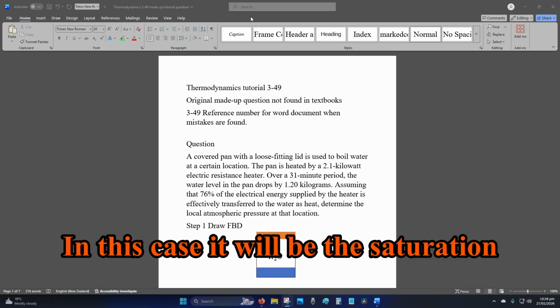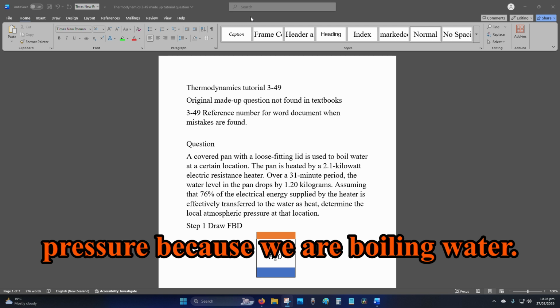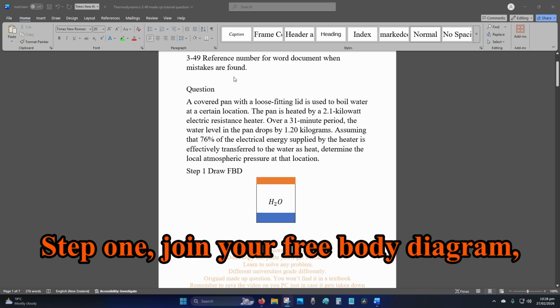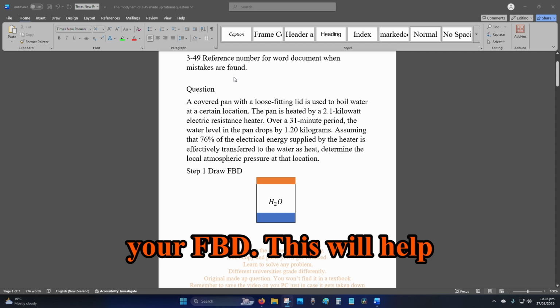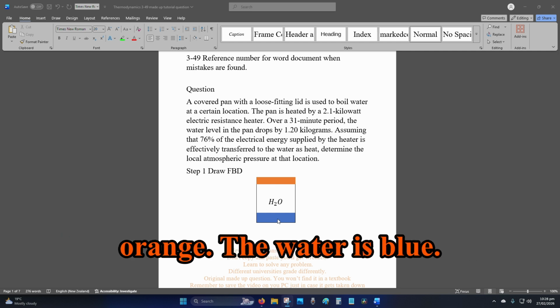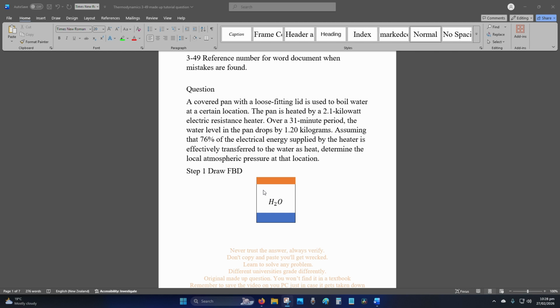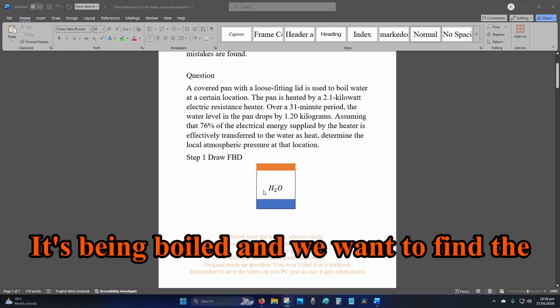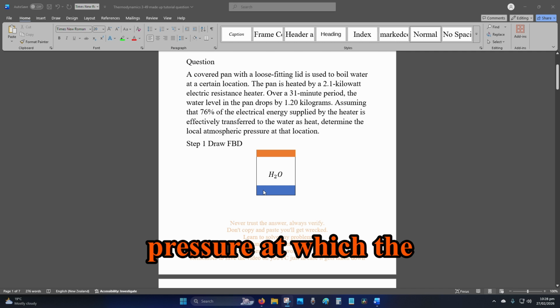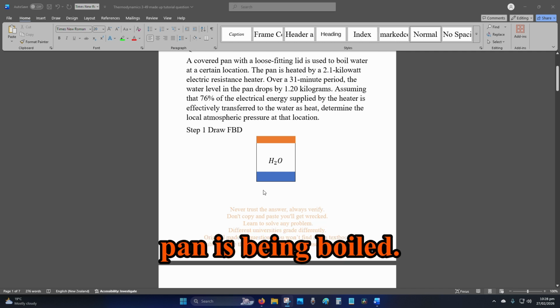In this case, it will be the saturation pressure because we are boiling water. Step 1, draw your free body diagram, your FBD. This will help you visualize the problem. We got a pan with a lid, which is in orange. The water is blue. It's being boiled, and we want to find the pressure at which the pan is being boiled.